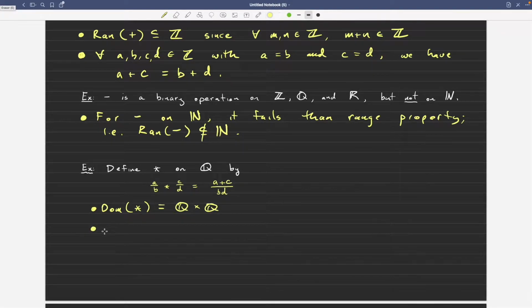And similarly, whenever you look at the range of star, all of those outputs are rational numbers, because the numerator of this fraction is an integer, and also the denominator is a non-zero integer. We know that from the axioms of integers. Then what I've got over here is a rational number. So it's an integer divided by an integer where the denominator is not equal to 0. So I know that the range is contained in Q, so that's good.